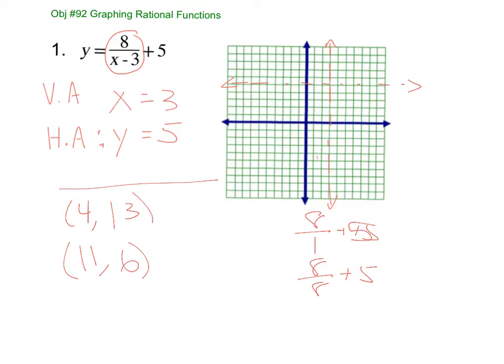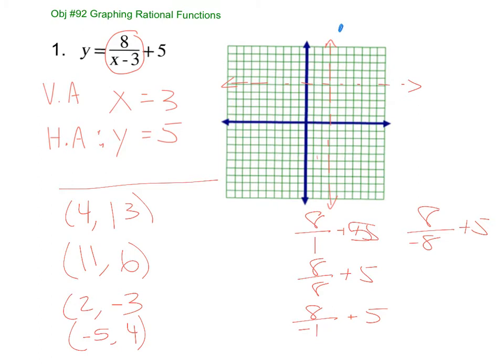And then what will give me negative 1 on the bottom? 8 over negative 1 plus 5. Negative 1, that's a 2. Right? I plug in 2, I get negative 1 on the bottom, and that gives me negative 3. And then what will give me negative 8 on the bottom? That would be -5. So that gives me 4. So those are the points I'm going to plot. Make them blue. All right, so 4, 13, yeah, it's off, but that's okay.